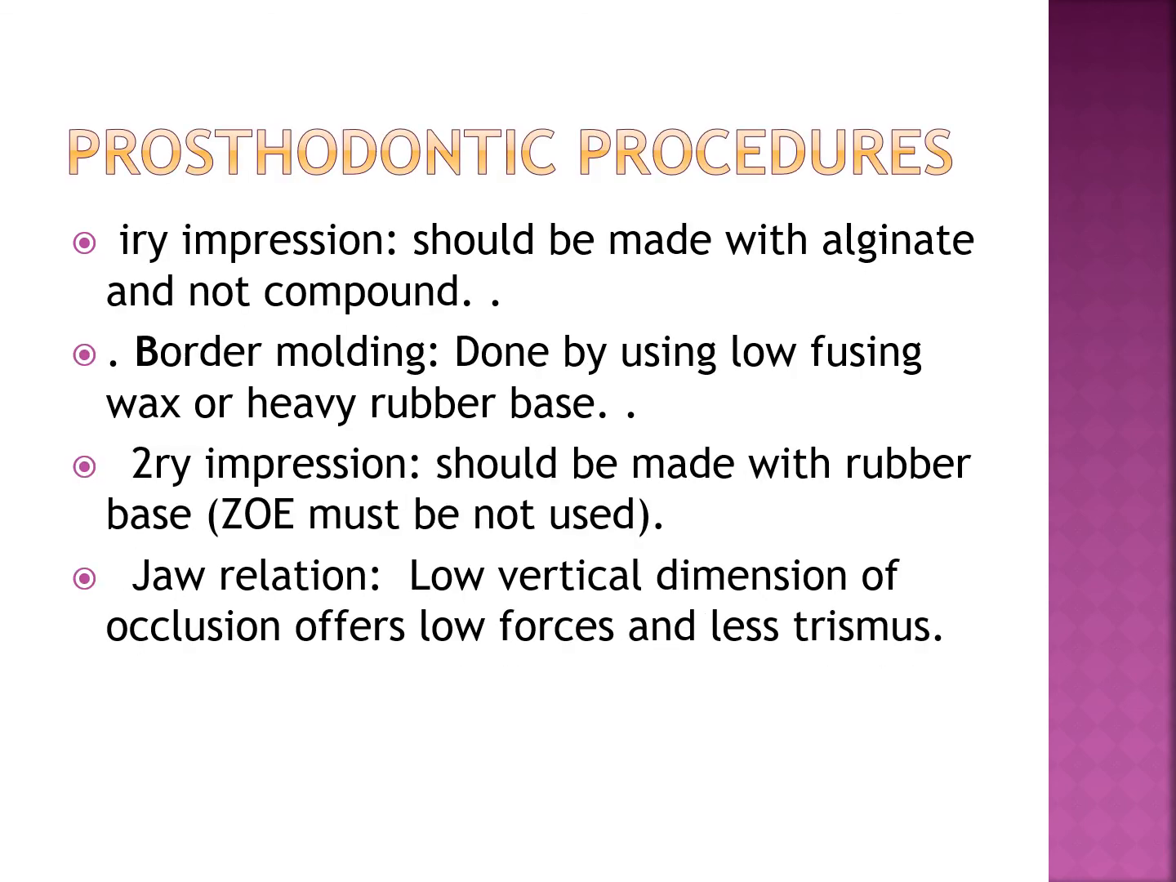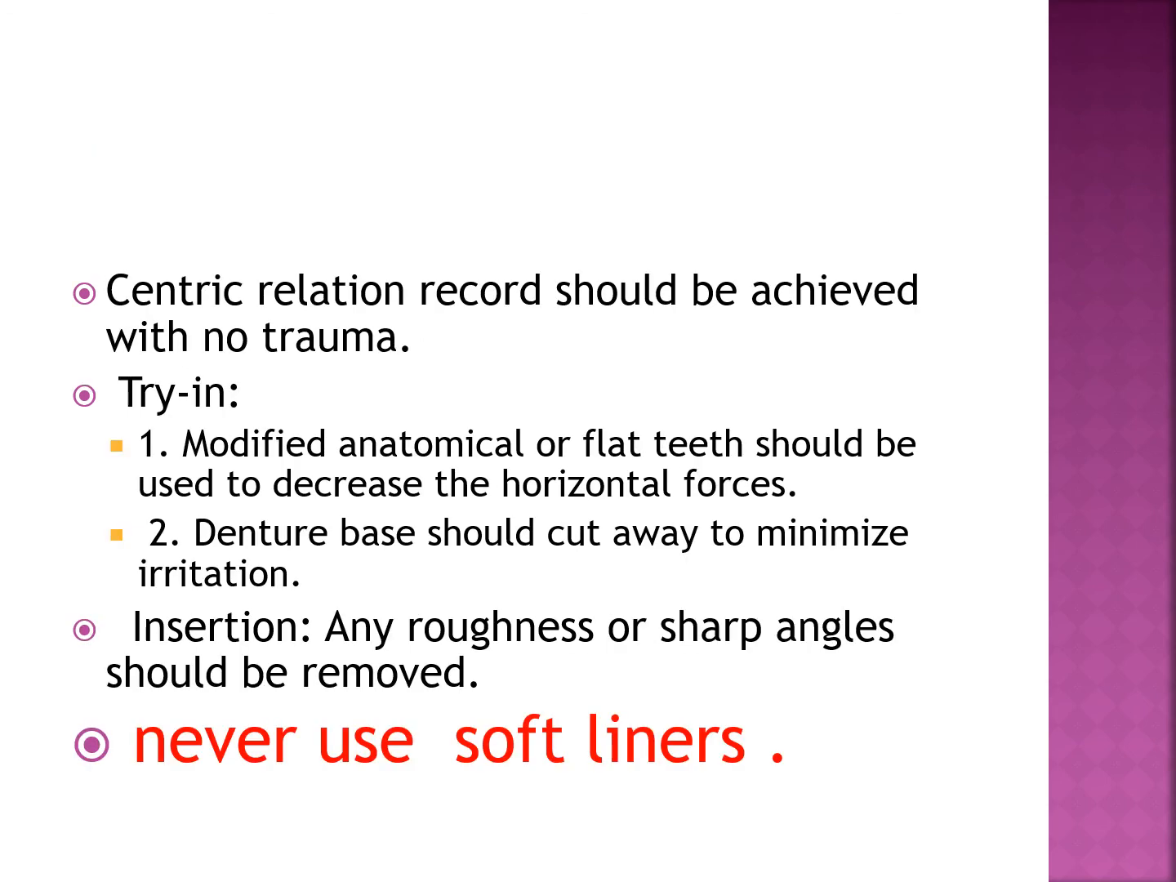Primary impression should be made with alginate, not compound. Border molding is done by low fusing wax or heavy rubber base. Secondary impression should be made with rubber base, no zinc oxide. Jaw relation: low vertical dimension of occlusion, with low force. Centric relation record should be achieved with no trauma.